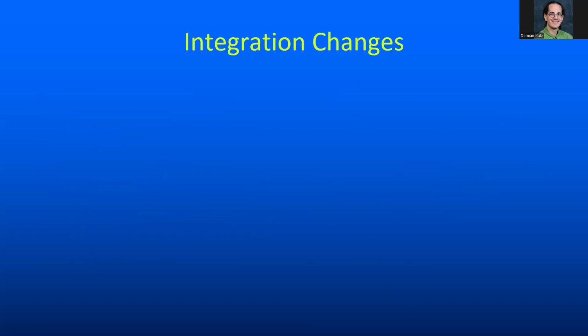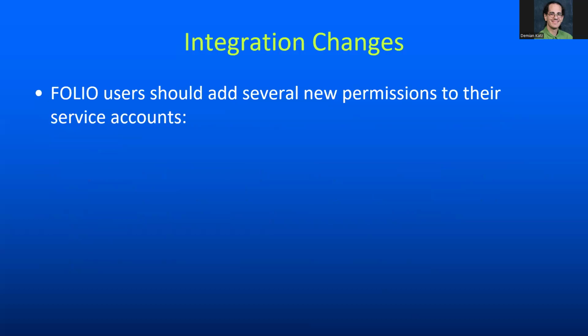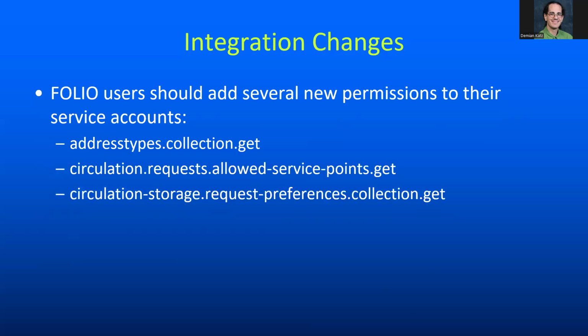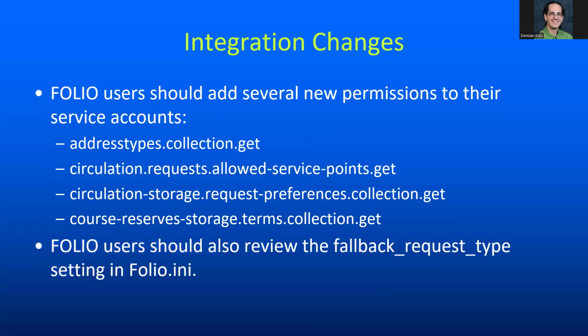There have also been a few changes related to our various integrations. Importantly, if you're a Folio user, you'll need to add some new permissions to the service account that you use to connect VuFind to Folio to support some of our new features and improvements. These are address types.collection.get, circulation.requests.allowedservicepoints.get, circulation storage.requestpreferences.collection.get, and course reserve storage.terms.collection.get. And these are all listed both on the Folio wiki page and in the changelog wiki page, so you don't need to type these out yourself when you're adding them.